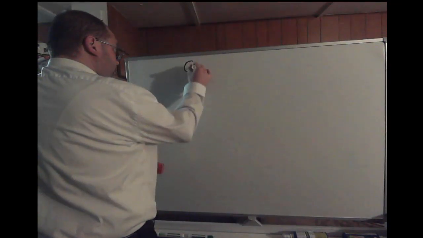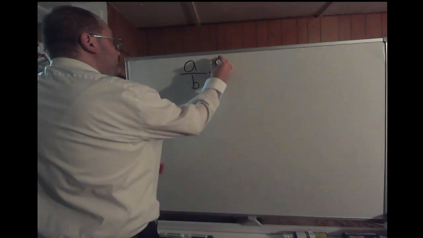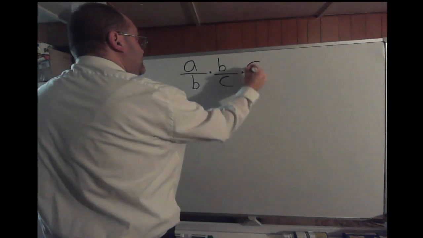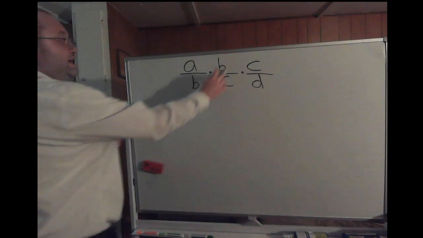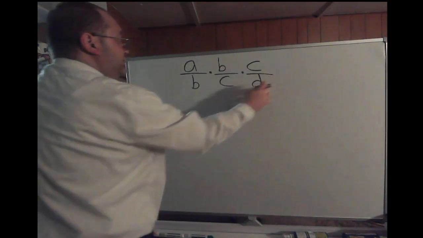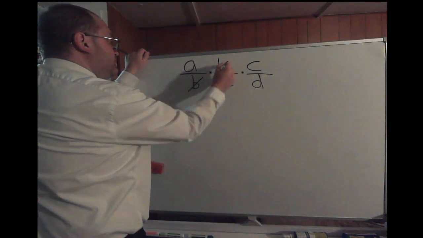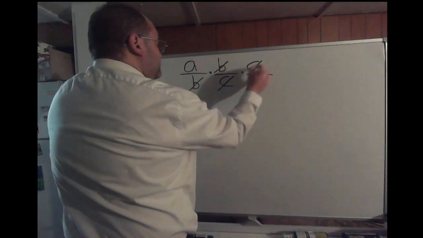Alright, here's a fun one. We have a over b times b over c times c over d. Well, definitely the b's are going to cancel out. And then so will your c's.